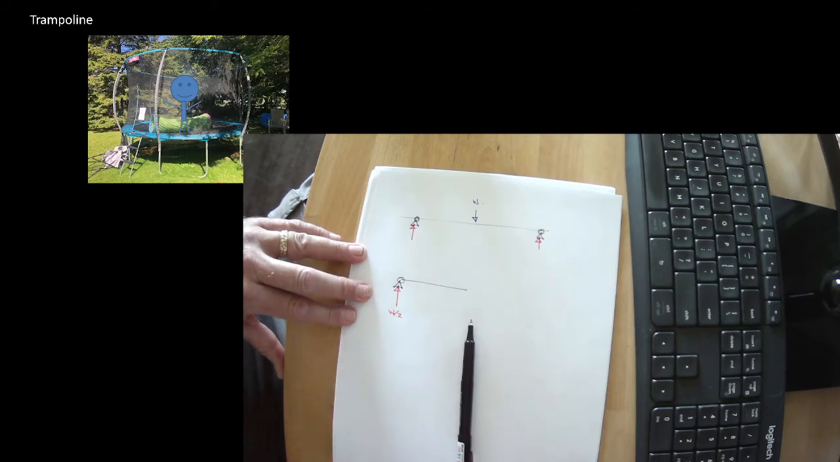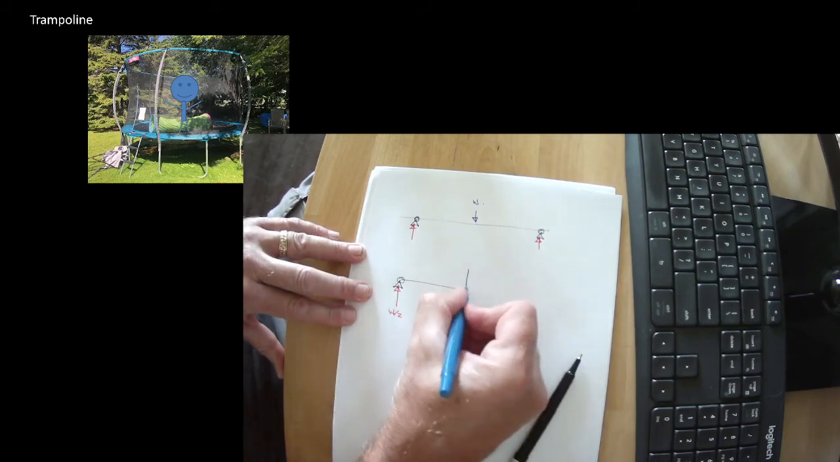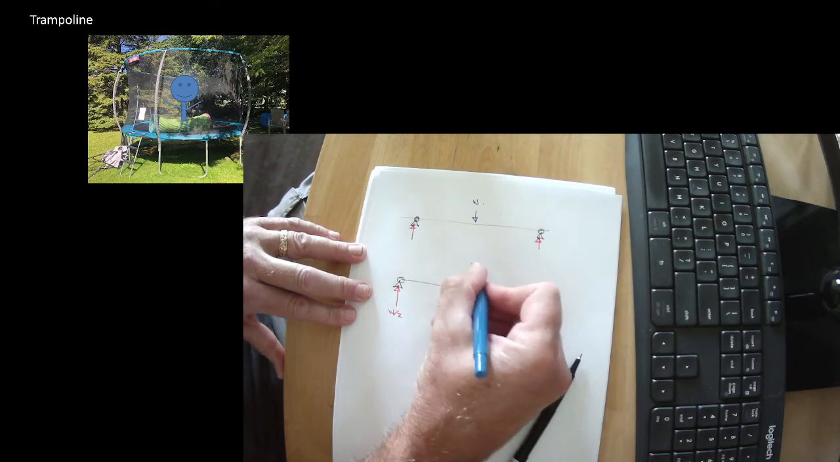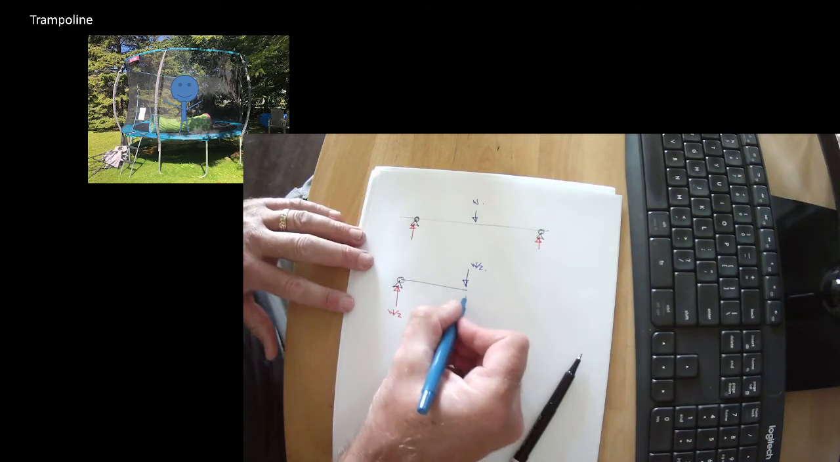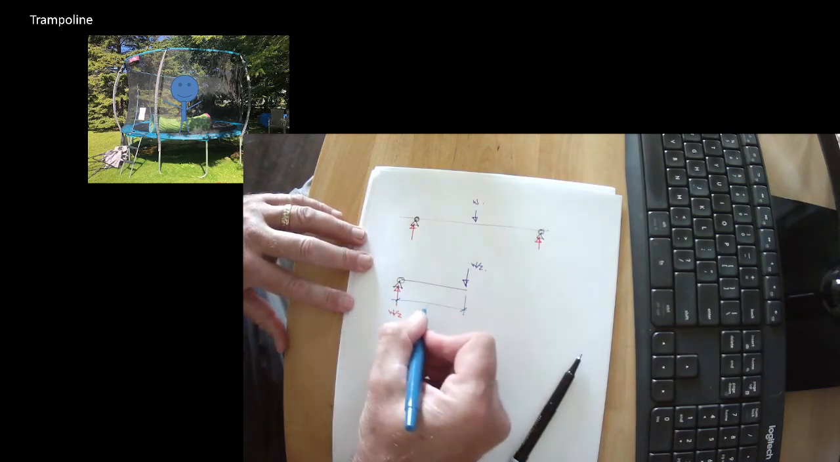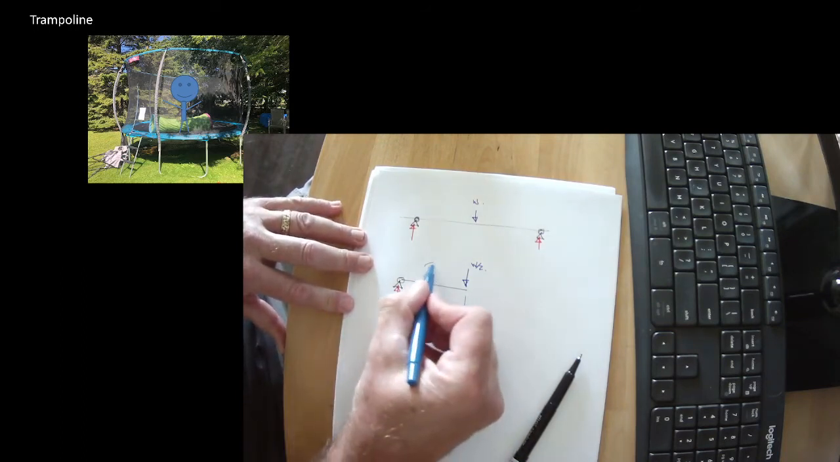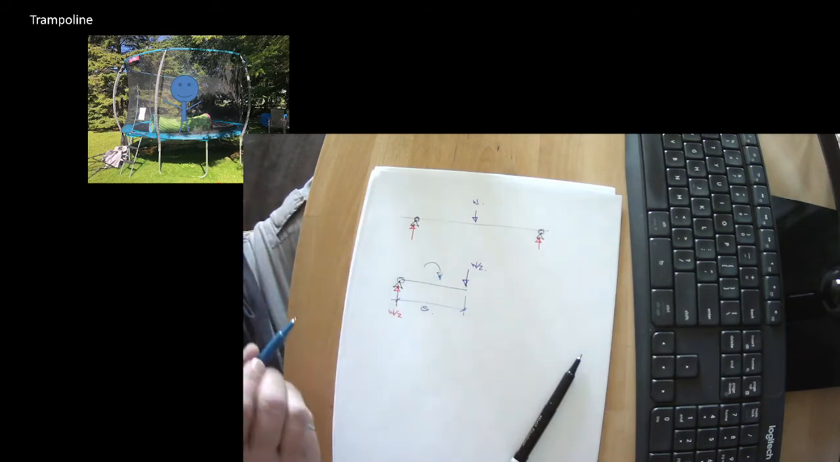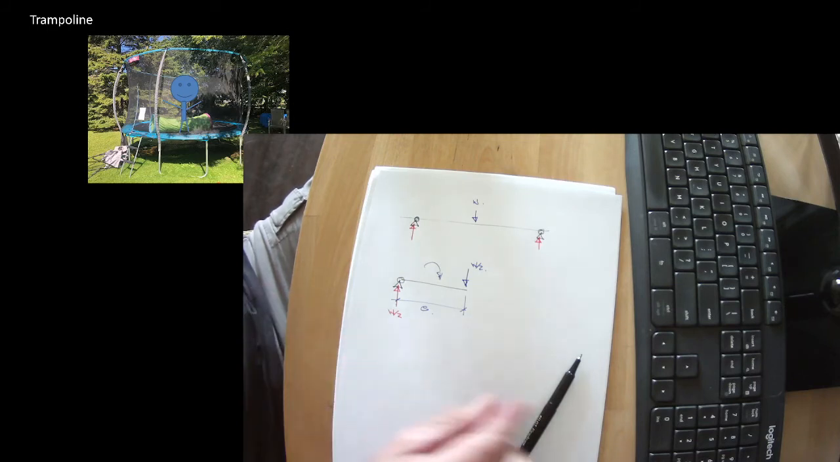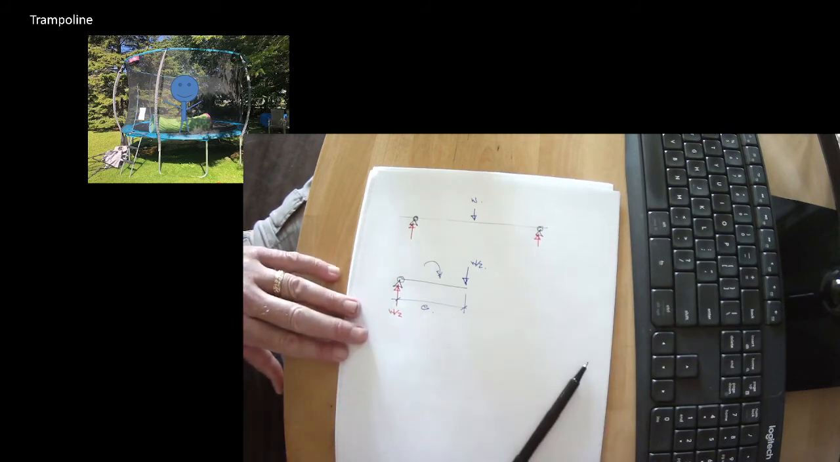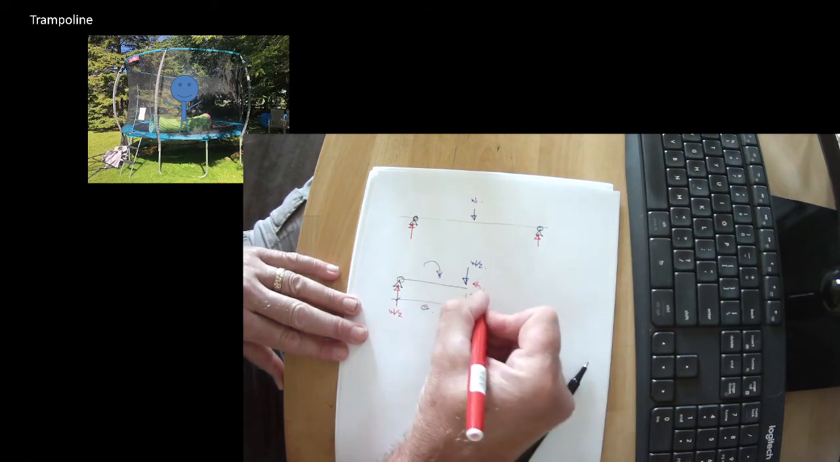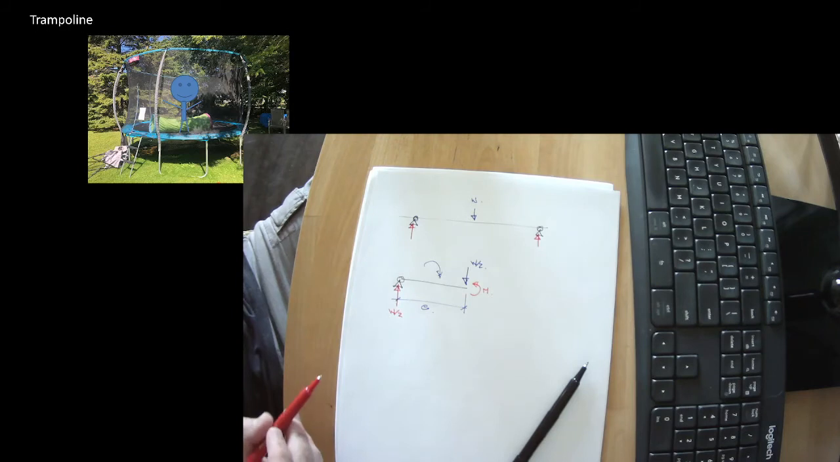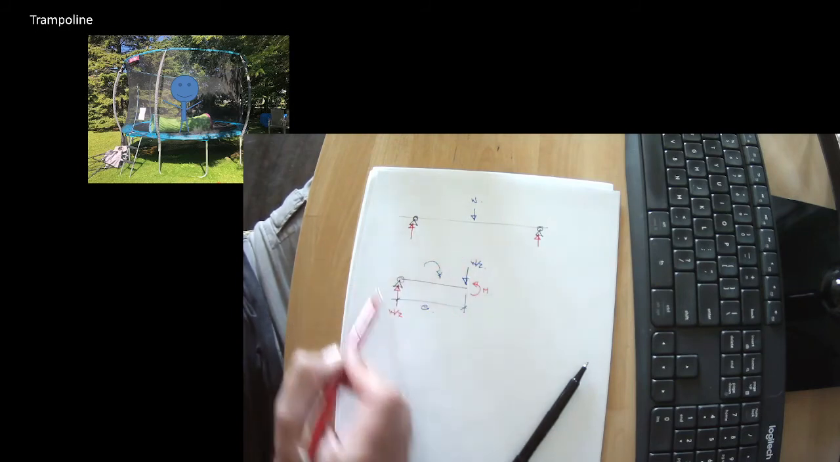W over 2. We got half our load going to one side, half going to the other, so this is W over 2. So what's going on here? We have eccentricity, tending to make it want to rotate. What holds this in equilibrium? Well, if this was a beam, we would have a moment. That's the bending moment in our beam. So now this is in equilibrium.